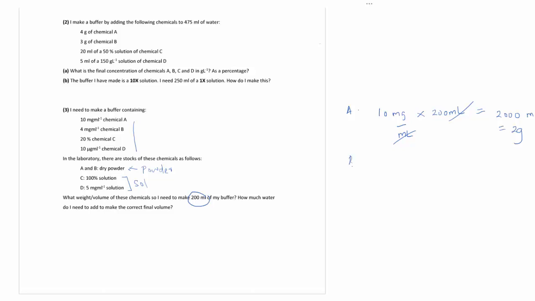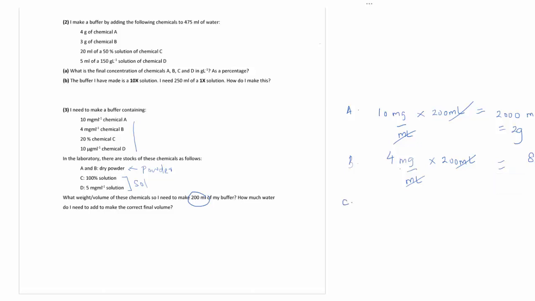That was quite straightforward. B, we take 4 milligrams per ml. That's what we need, the final concentration. But then we've got a volume of 200 milliliters. So we do the same thing. We can cancel out the milliliters. So we get 800 milligrams of B that is needed to be put into the buffer. So these are the dry powders that you can just weigh and put into a beaker, mix with a bit of water, and then wait for C and D.